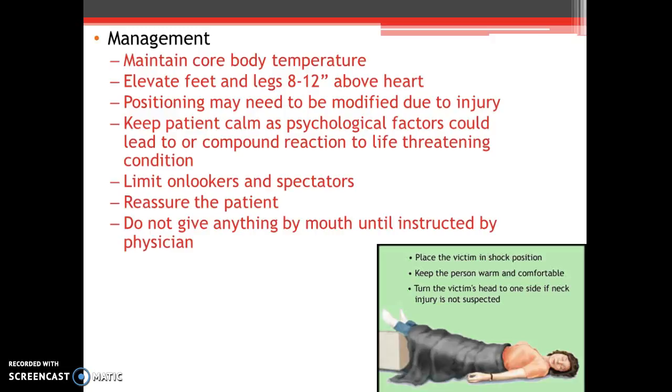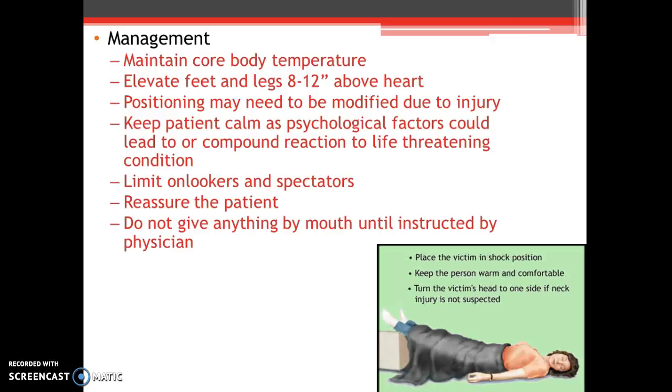Management of shock. If you didn't know, this is really important to know as well. Again, CPR, first aid type information, but I just want to make sure we covered it here. We want to maintain body temperature. We want to elevate the feet and legs to 8 to 12 inches above the heart. One of the key things here is limit the onlookers and spectators. If someone is going into shock, it's frightening for them to see a bunch of people around.